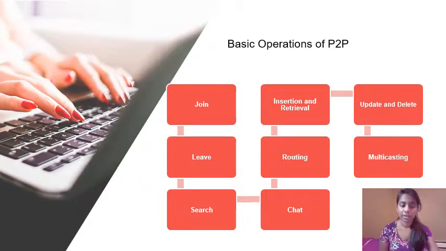Update and delete. An authenticated peer can change the contents of the inserted resource, and they can also delete the information. Multicasting. Peers existing on the middle path can relay the multicasting packets to the nearby peers. It should also be noted only an authenticated peer can participate in this kind of operation.